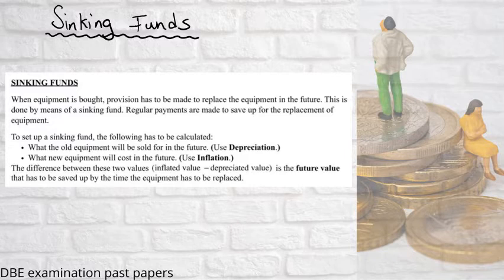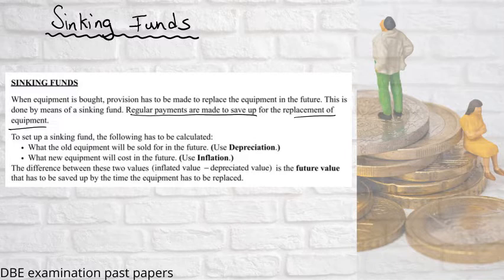So a sinking fund is an account that is opened, mostly by companies, in order to save money to replace items that won't be functioning in future. This is done by means of a sinking fund where regular payments are made in order to save for the replacement of equipment. So to set up a sinking fund, the following has to be calculated.